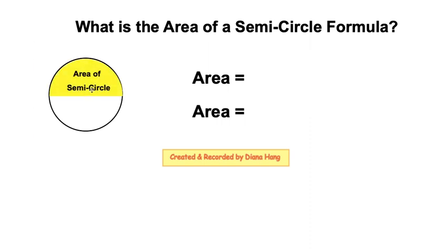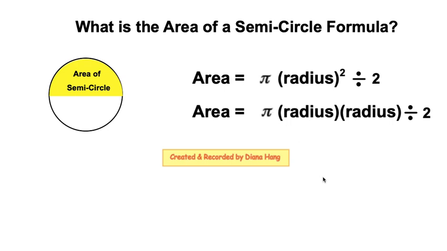So when you're trying to find the area of a semicircle, you're basically finding the area of half of a full circle. So therefore, when you're thinking about the formula, think about what is the area formula of a full circle, and then just divide that by 2.